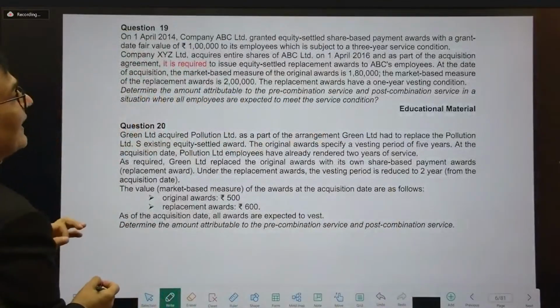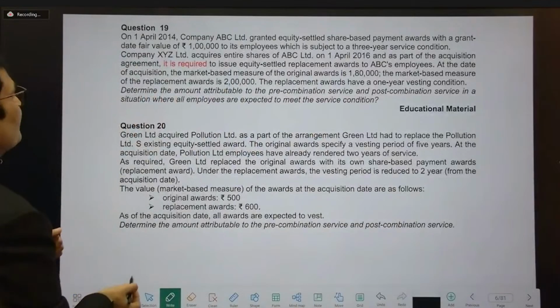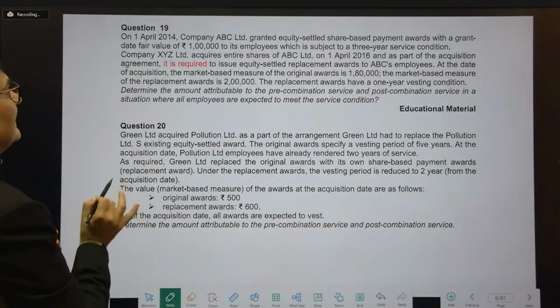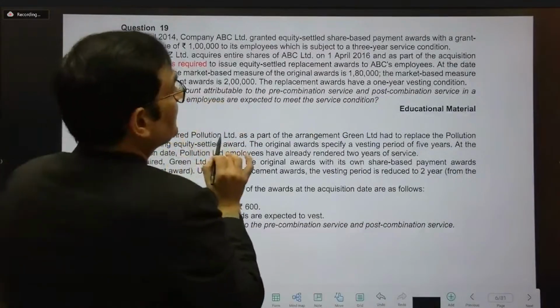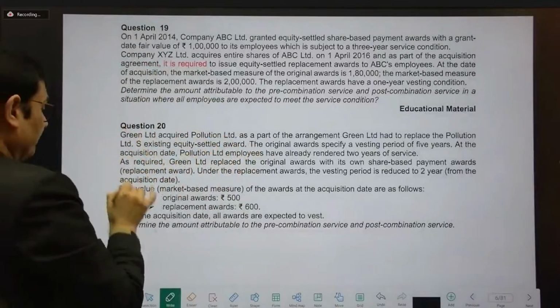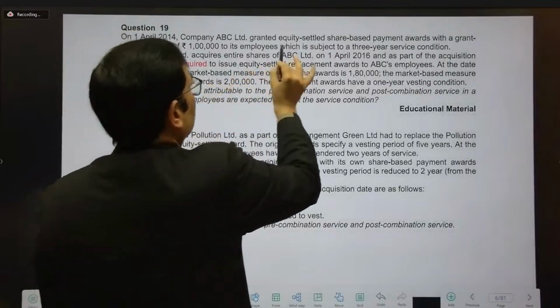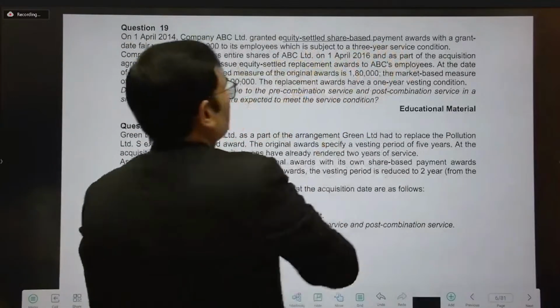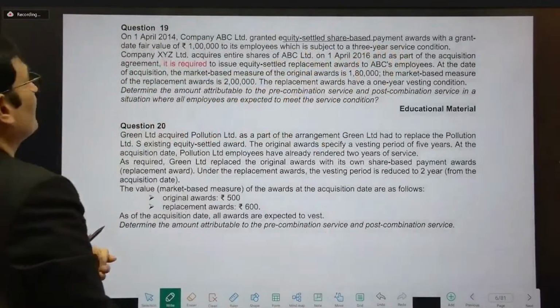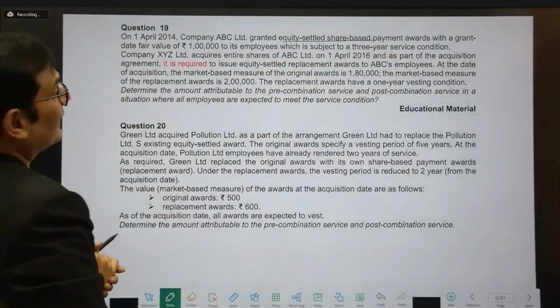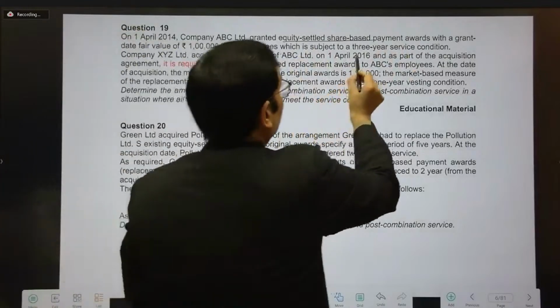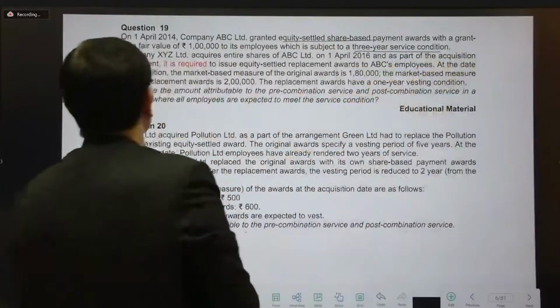Okay, now let's have a look at another question with you. I guess let's look at question number 19. This is a question which is given in the education material. It says on 1st April, company ABC granted equity settled share-based payments with a fair value on the grant date of 1 lakh to the employee, subject to a 3-year service condition.